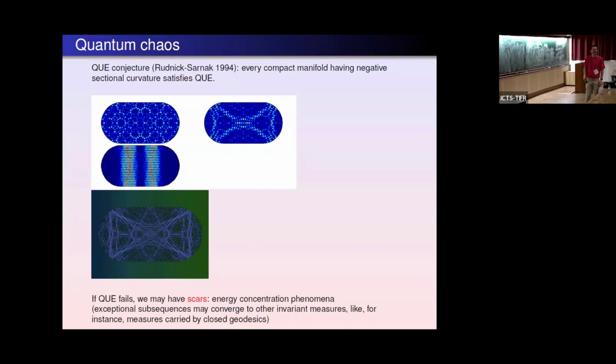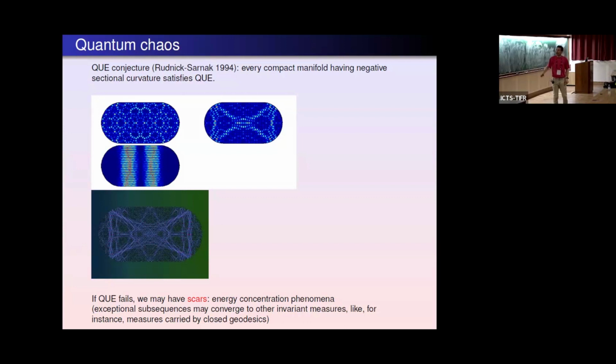Why do they think so? People think that in a stadium, QUE fails. This is because of numerical experiments, because what they observe in numerical experiments is what these people call bouncing balls. That is a kind of accumulation of energy exactly at the boundary between the rectangle and the disks. But nobody is able to explain these numerical simulations.